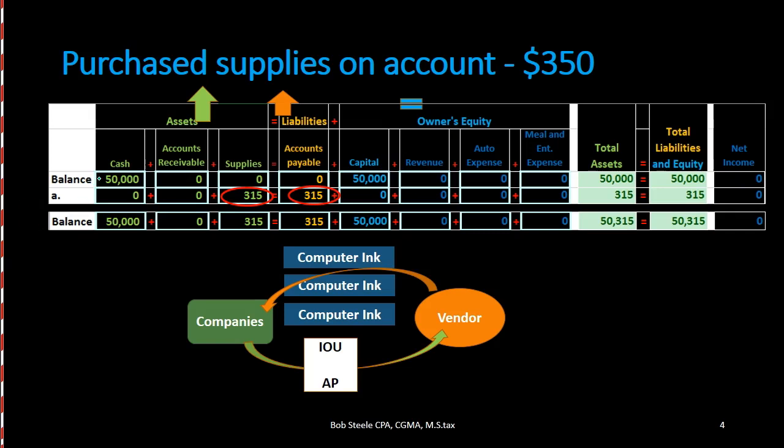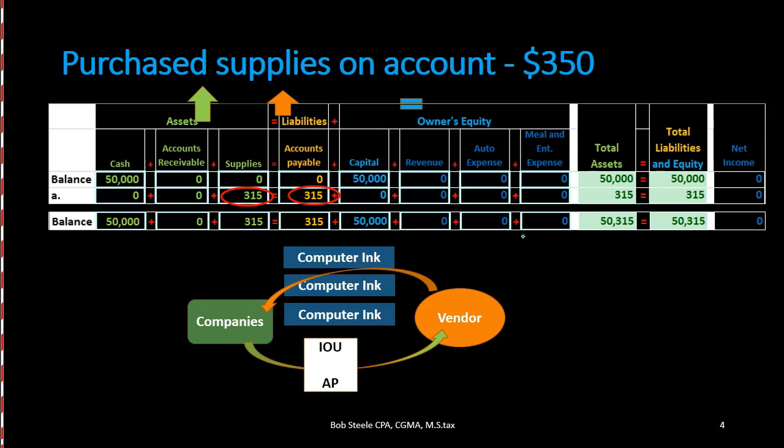For example, we had cash before, plus 0 is still the 50,000. The accounts receivable, there was none, there are still none. The supplies were 0, we're adding the 315 to get to 315. Accounts payable was 0, we're adding the 315 to get to 315. Capital was 50,000, we're adding 0 to get to 50,000. Revenue, auto, meals, all 0 before, nothing happened, all still 0 after.